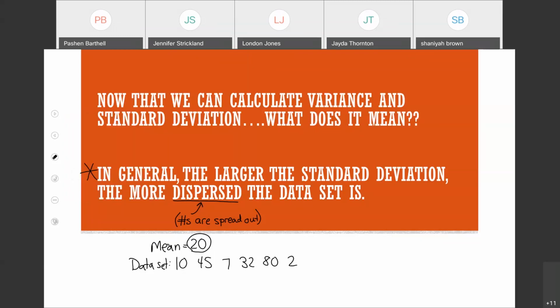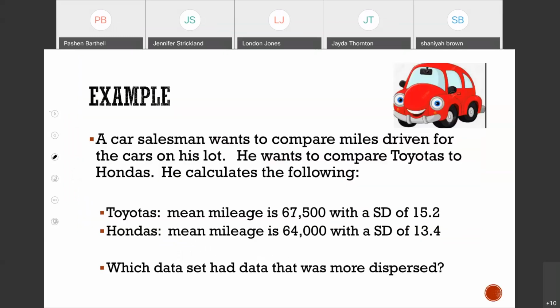All right, so we're going to start with that first rule that says that a larger standard deviation means the data is more spread out. And we're going to look at an example. Let's write this part, not necessarily the top part. As you're jotting stuff down, I'll read it. It says a car salesman wants to compare the miles driven for cars on his lot. He wants to compare the Toyotas to the Hondas. So he calculates the following. Like I said, let's jot this part down so that we have our data in our notes.